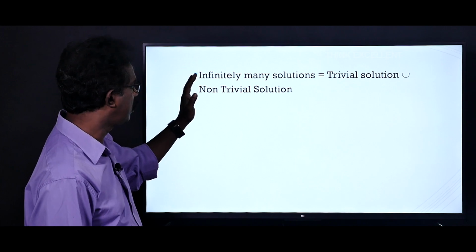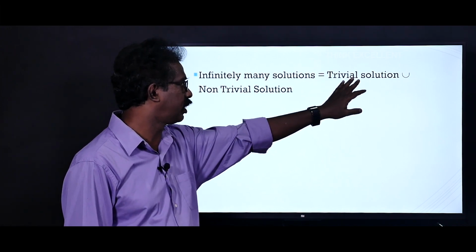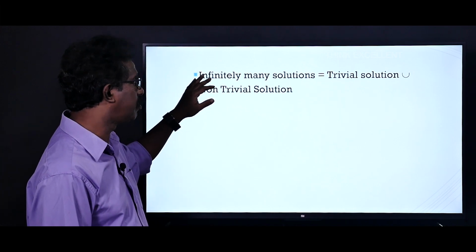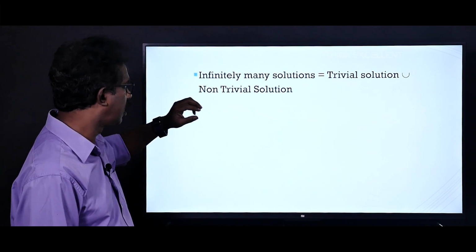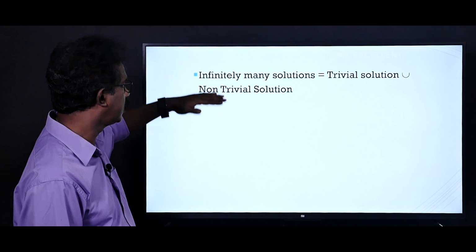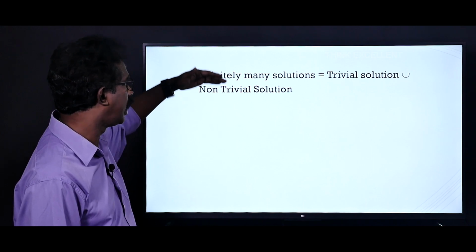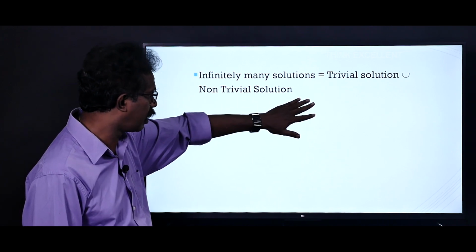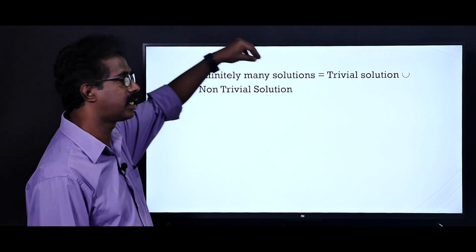So infinitely many solutions is the union of trivial and non-trivial. Together we call it as infinitely many solutions. Don't forget this important thing, the difference between non-trivial and infinitely many solutions. In non-trivial, 0, 0, 0 won't come there. In infinitely many solutions, that is also an extra point.